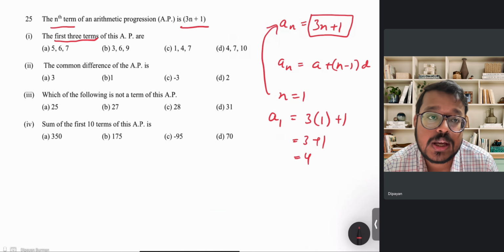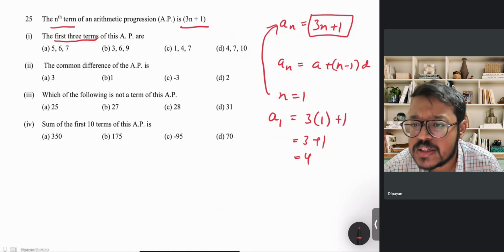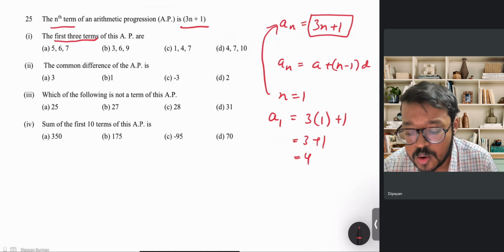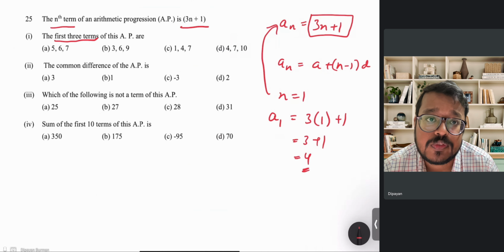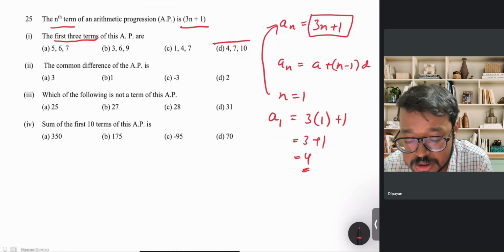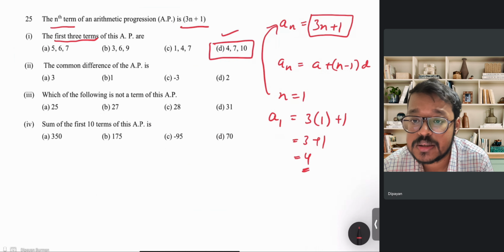Now, before I move ahead to find the second and third term, if I just quickly look at the options, only the last option starts with 4. I want the AP to start with 4. 4 is the first term. So option D has to be correct.